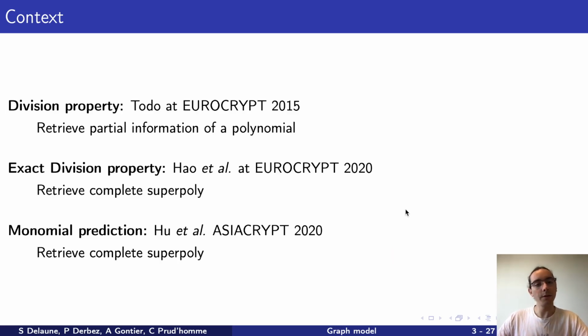The division property was first introduced by Todo at Eurocrypt 2015 to retrieve some partial information of a polynomial. Then it was upgraded to the exact division property at Eurocrypt 2020, and this version was able to retrieve the complete superpoly. The same year, at AsiaCrypt 2020, the monomial prediction was presented to also retrieve the complete superpoly.